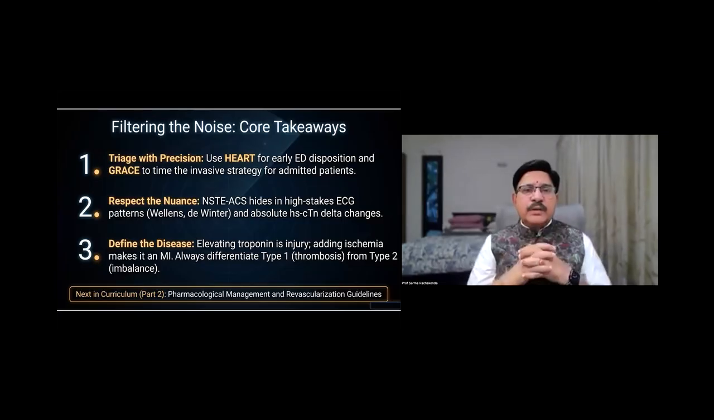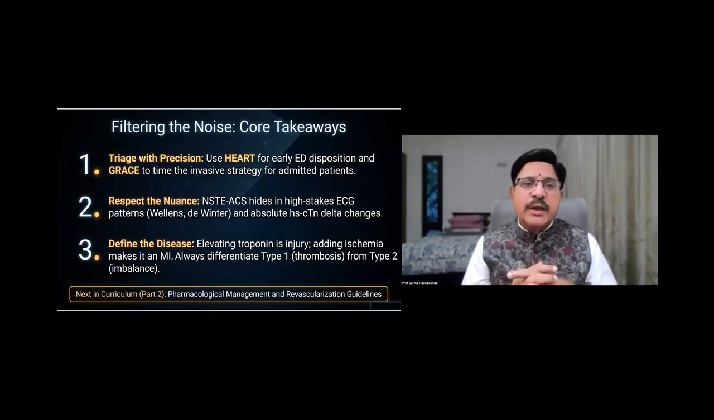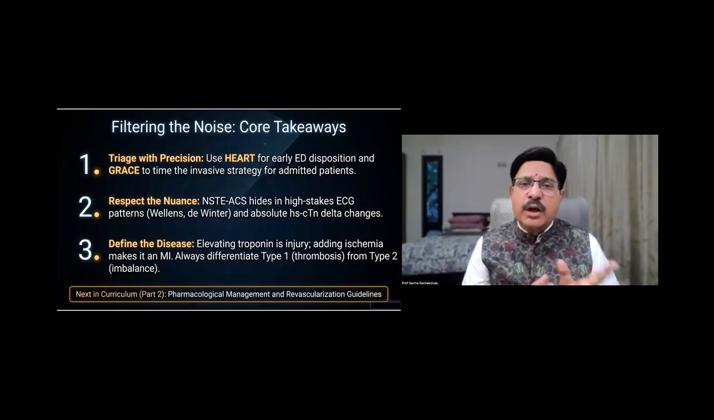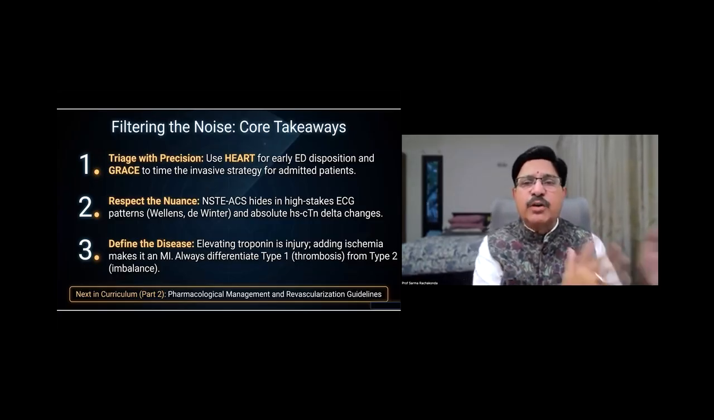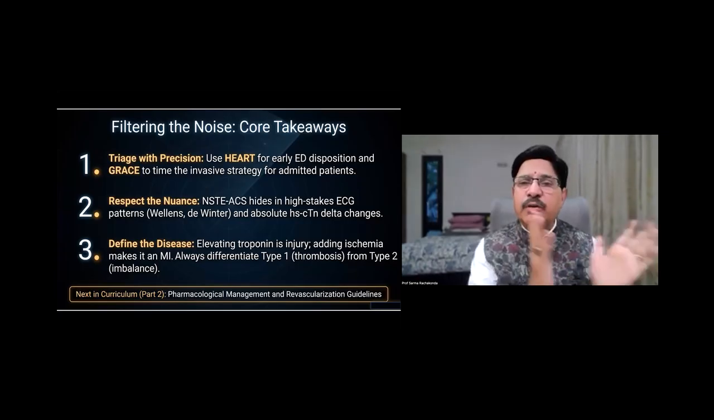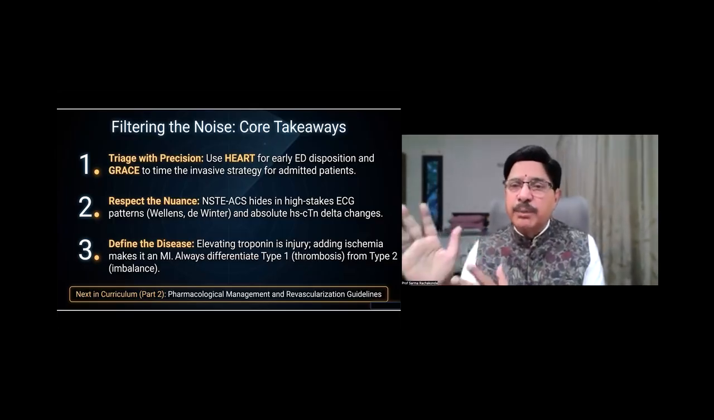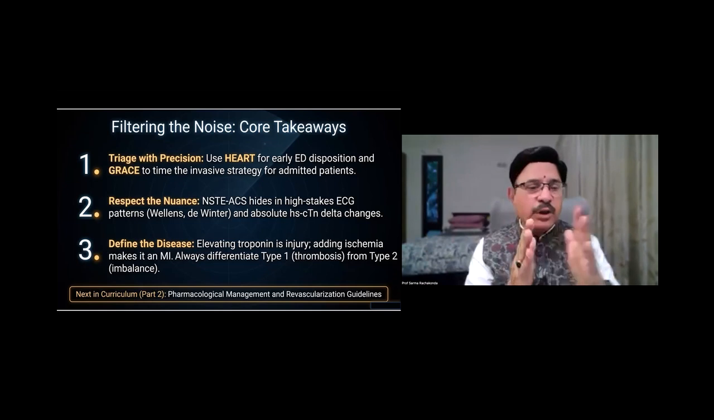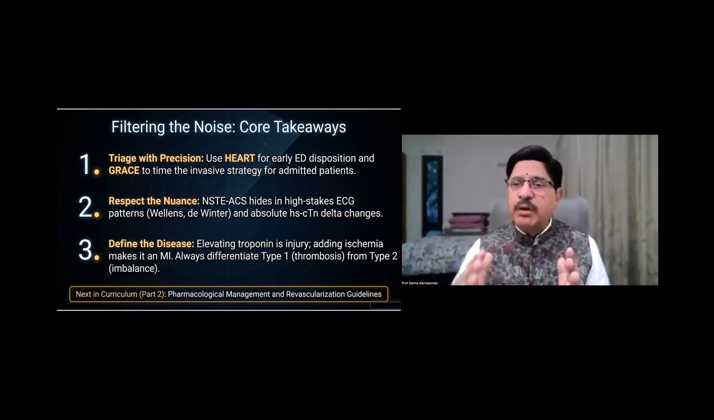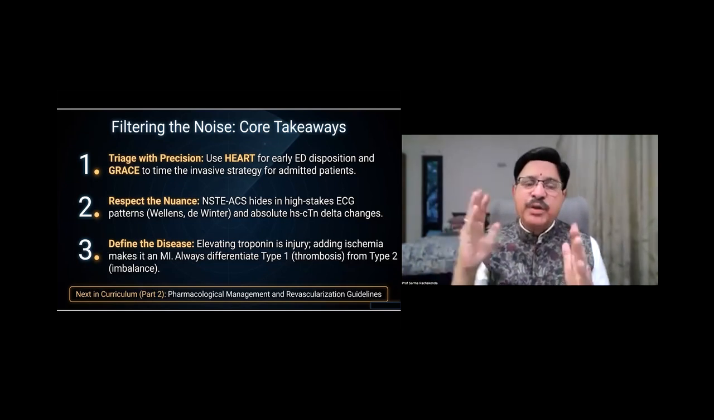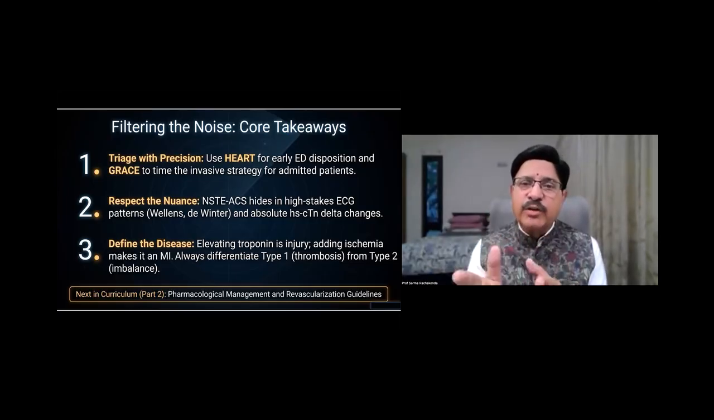So, filtering the noise, core takeaways: triage with precision. Use the HEART score for early disposition of the patient and send him away from the ED. The HEART score is not to confirm, it is only to exclude mostly. The GRACE score is to time the invasive strategy for admitted patients. The HEART score decides whether he should be admitted, observed, or sent to the cath lab. The GRACE score tells you when you do an invasive procedure.